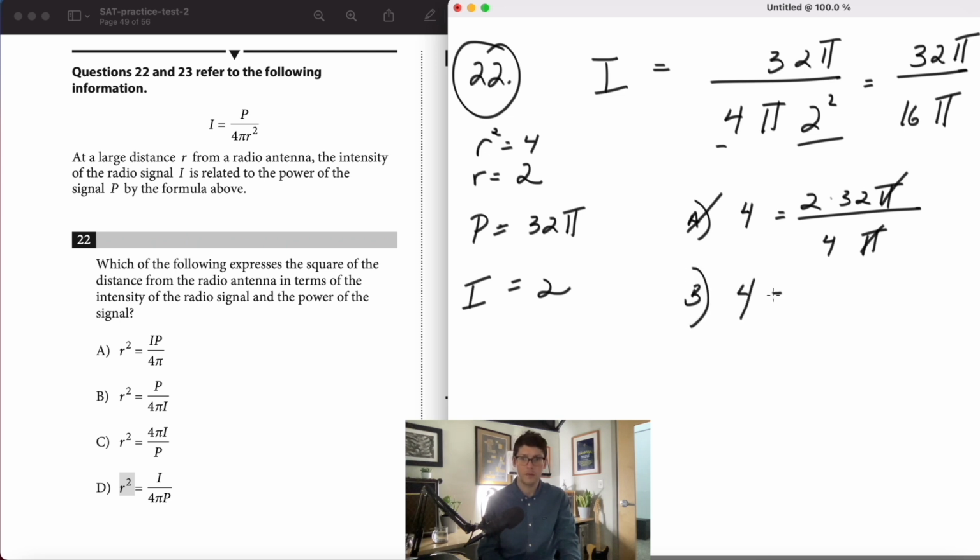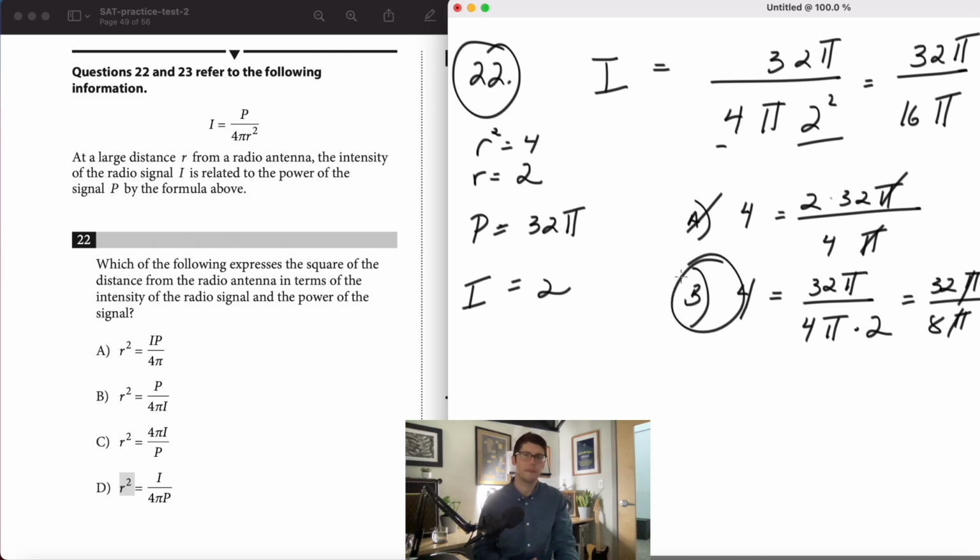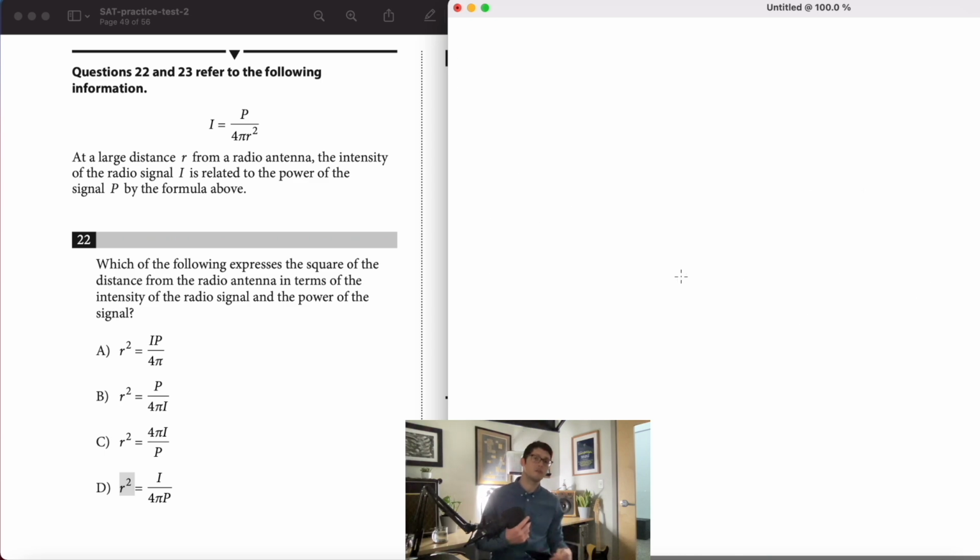And like we said, I think answer choice B ends up being the right answer here. 4, does that equal 32 pi over 4 pi I? 4 pi, and then I is 2. Yes, because that's 32 pi over 8 pi, which is definitely equal to 4. 32 over 8 is 4. You could try out the other ones as well and just figure out that they don't work. So I don't think you need to pick numbers there, but you certainly could.